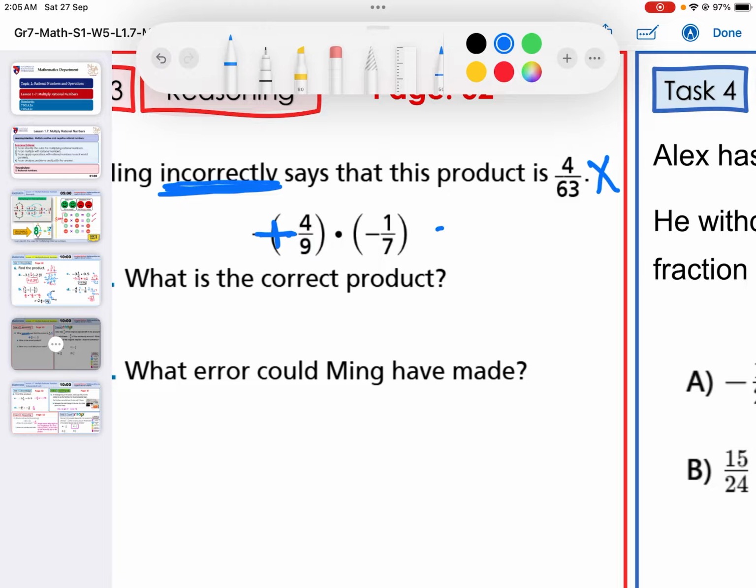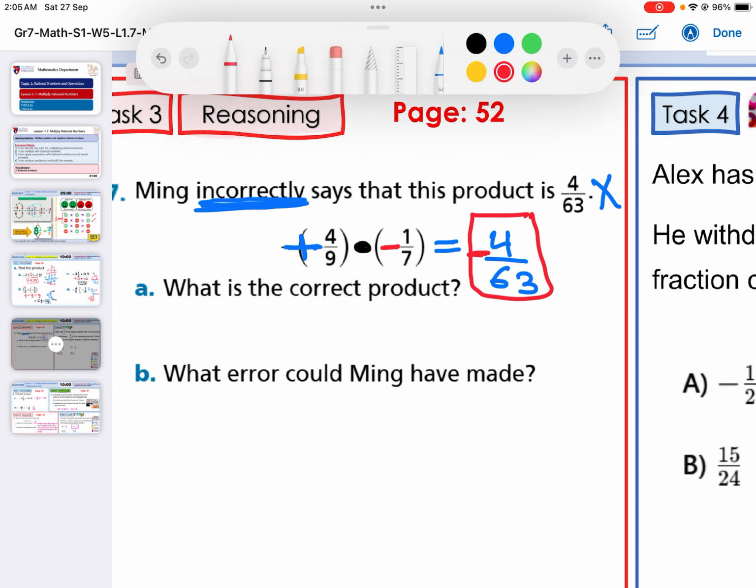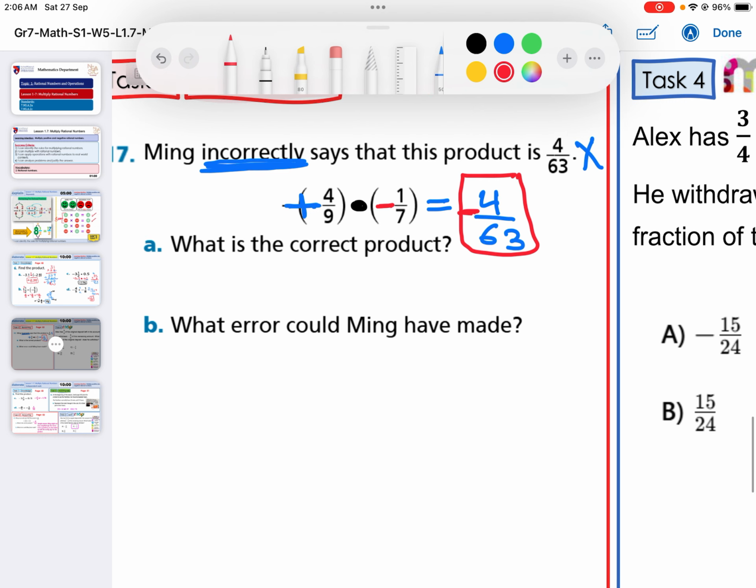And now you multiply. 4 times negative 1. Let's keep the sign for the end. 4 times 1, that's a 4. And 9 times 7, 63. And positive times negative here, as you can see, is going to be negative. Okay? So the correct answer is negative 4 out of 63. We found the correct product.